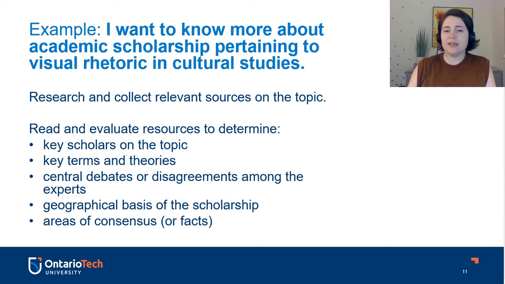I'm going to start with an example topic. In this example, I want to know more about academic scholarship pertaining to visual rhetoric in cultural studies. In this case, I want to research and collect relevant academic sources on this topic, and I want to locate key scholars on visual rhetoric, identify key terms and theories of visual rhetoric, and identify different debates existing on this topic. I want to pay attention to who the scholars in the field are, where they're from, and figure out what they agree on.